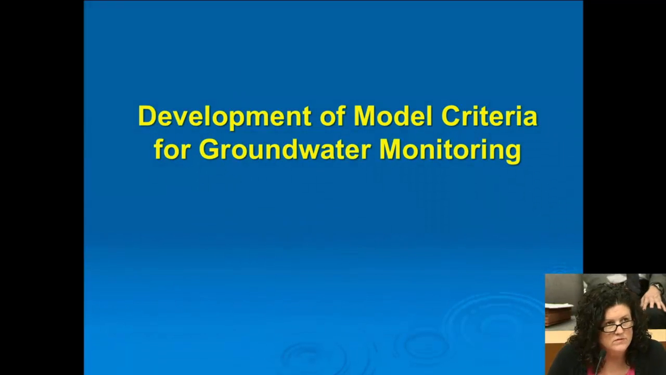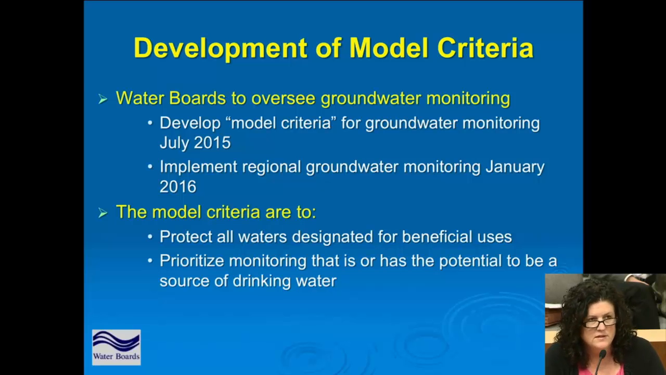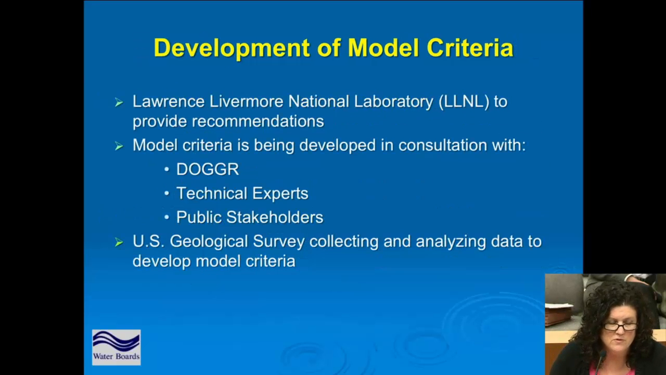So now we'll review the development of the model criteria and where we are with that. We're required under SB4 to develop the model criteria for groundwater monitoring by July of this year, and we're required to implement the regional groundwater monitoring by next January. In general, the model criteria are to protect all waters designated for beneficial uses and prioritize monitoring of groundwater that is or has the potential to be a source of drinking water. And that was specific in SB4.